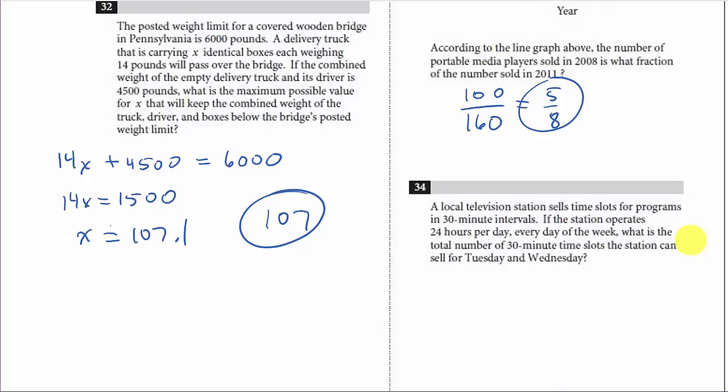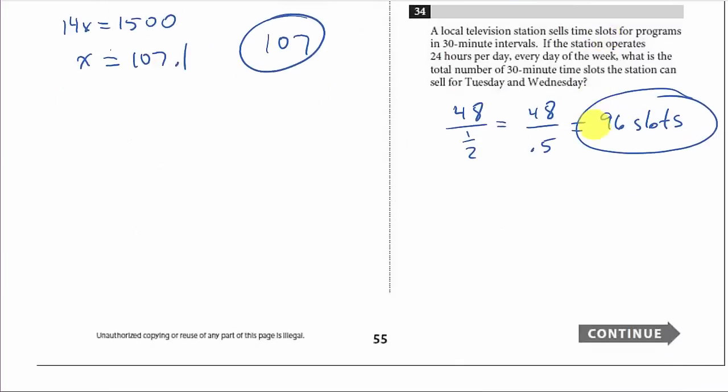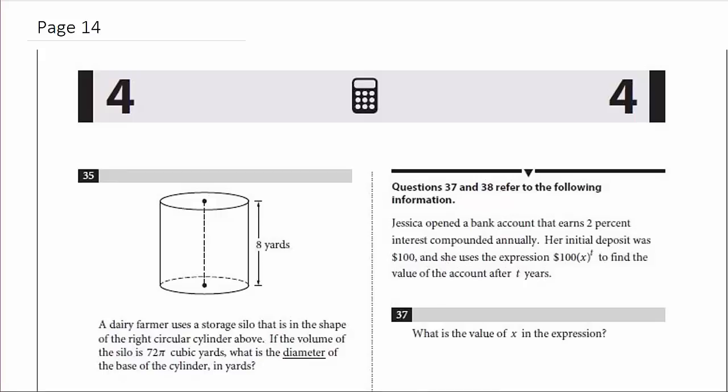It says a local television station sells time slots for programs in 30-minute intervals. If the station operates 24 hours per day, every day of the week, what is the total number of 30-minute time slots the station can sell for Tuesday and Wednesday? Well, they're half-hour slots, and the station operates 24 hours a day. So for Tuesday and Wednesday, there's a total of 48 hours, and we're doing half-hour slots. So that's 30 minutes or a half hour, 1/2 or 0.5, so 48 over 0.5, which is equal to 96 slots. Obviously, they're not going to have that many, but that's how many they could have.